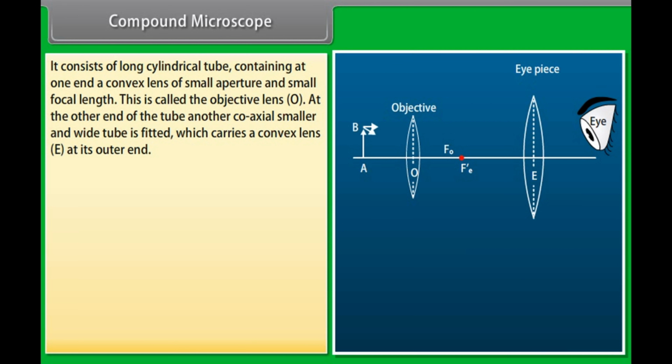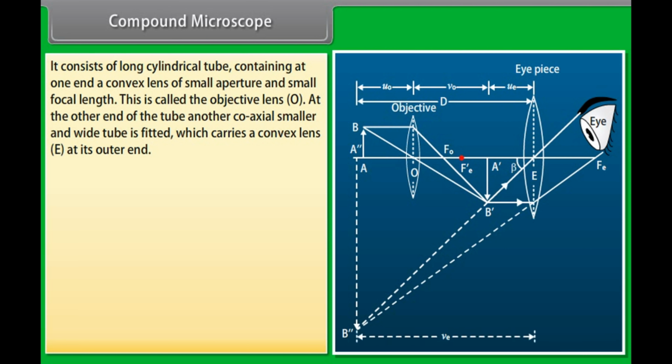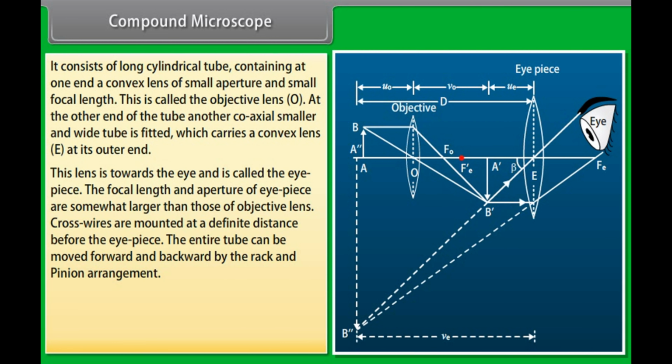Compound microscope. It consists of a long cylindrical tube containing at one end a convex lens of small aperture and small focal length. This is called the objective lens O. At the other end of the tube, another coaxial smaller and wider tube is fitted, which carries a convex lens E at its outer end. This lens is towards the eye and is called the eyepiece.